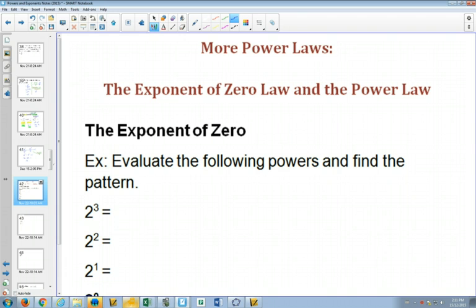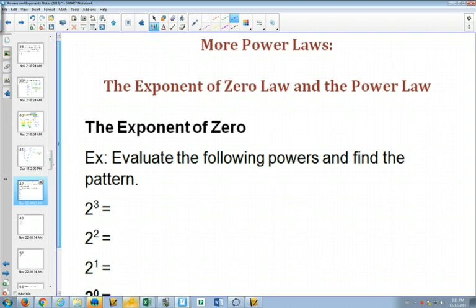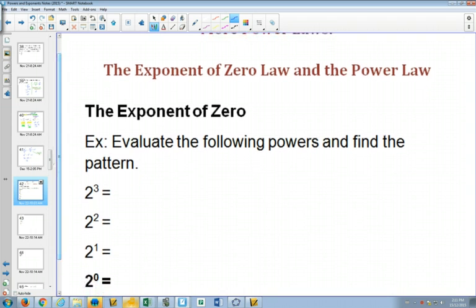So the first one is the exponent of zero. Just slide it down a little bit. You notice what I'm doing here is a pattern: 2 cubed, 2 squared, 2 to the 1, 2 to the 0. Do you see a pattern? What's happening? The exponent's going down by 1.